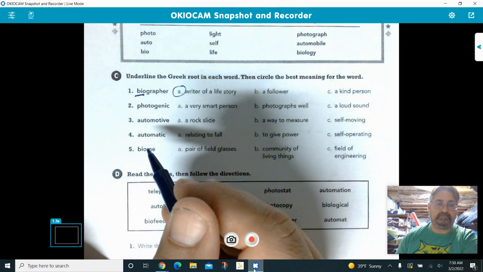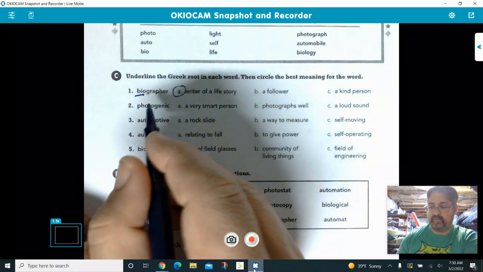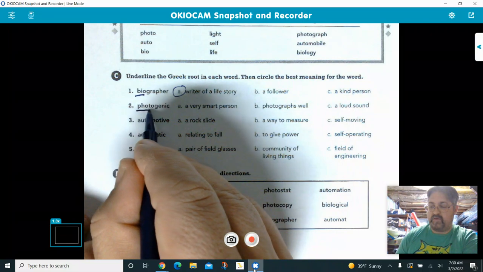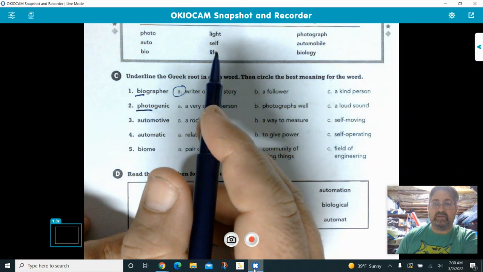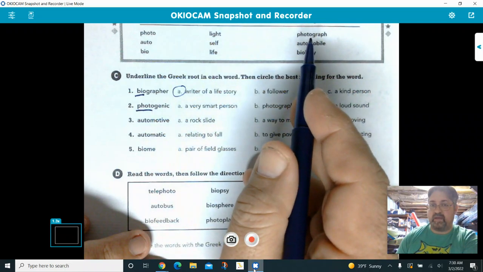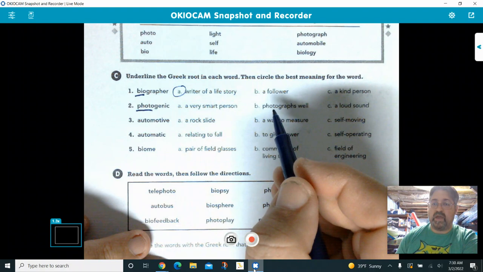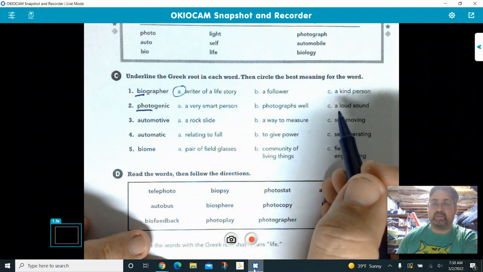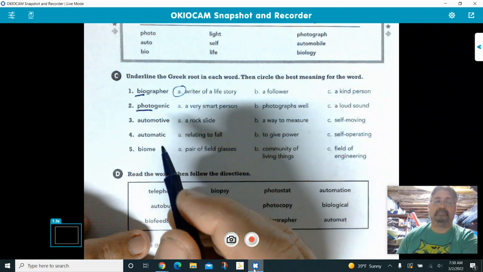Photogenic. Where's my root word? Photo. So that's something to do with light, or perhaps pictures, right? Photograph. You got a very smart person, photographs well, or a loud sound. I'm not telling you from here. You got to figure that one out.